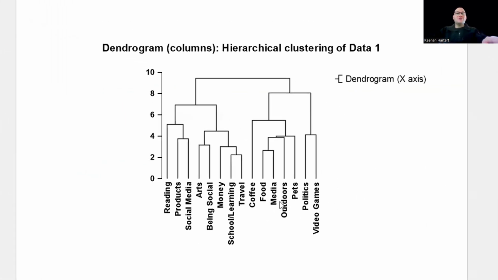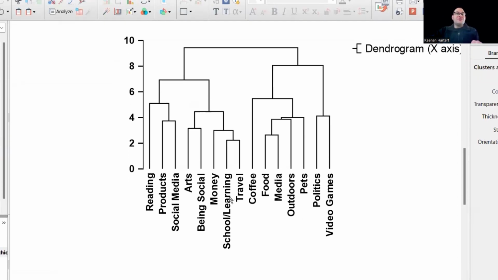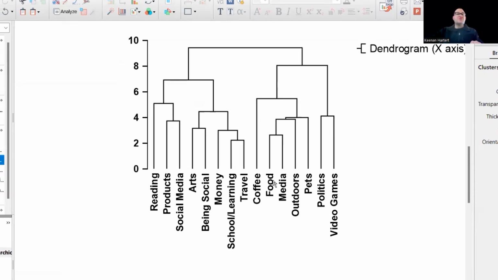So who is the most closely related? It kind of makes sense. Politics and video games are pretty close. Travel and school and learning were pretty close. But if money was ranked high, so were school and travel and learning. Arts and being social were pretty close. Products and social media being semi-close on the Euclidean distance is pretty neat as well.